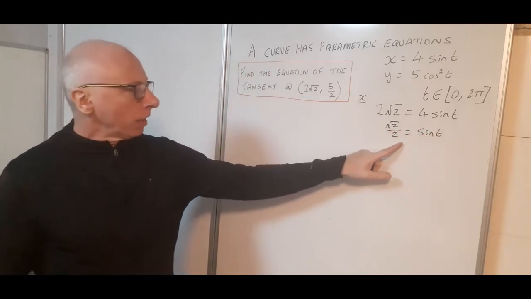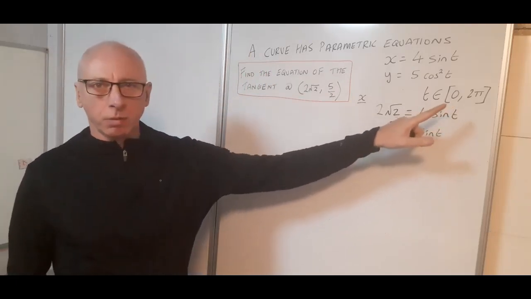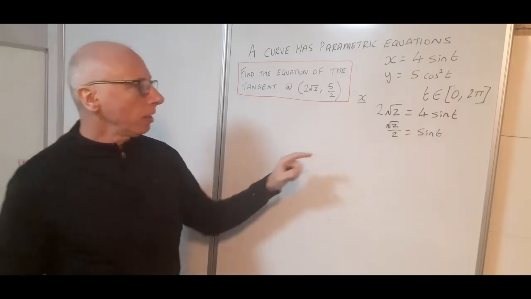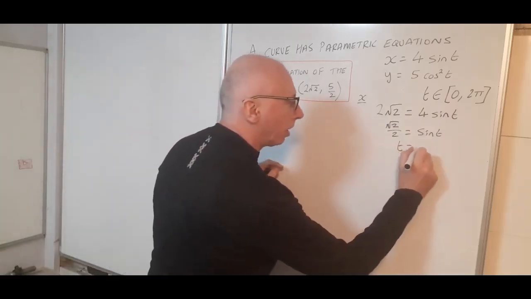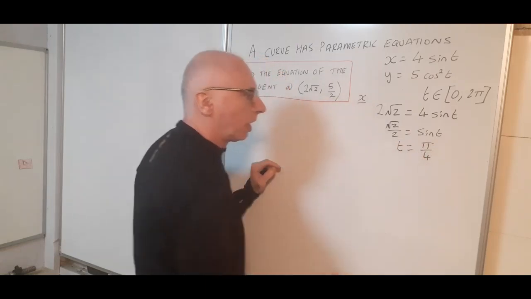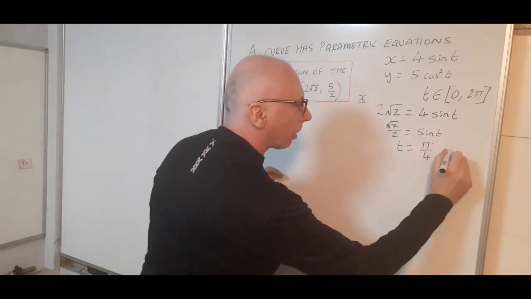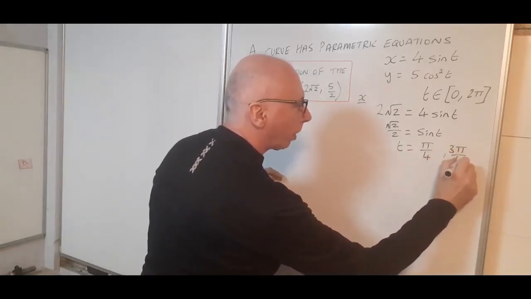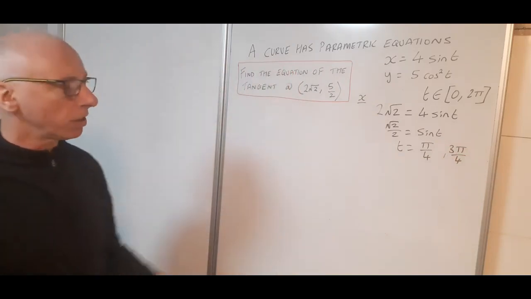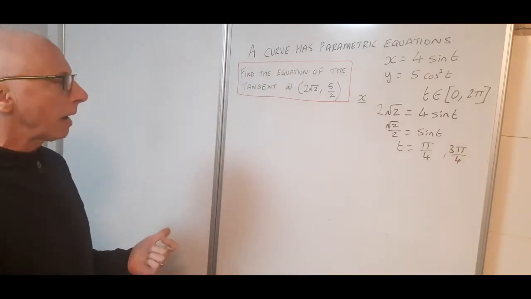Now that will give me 2 solutions from 0 to 2 pi. So t will either be pi over 4, and the other one will be pi minus pi over 4, which is 3 pi over 4. So I've got 2 possible solutions for my tangent. So there's something to think about there.